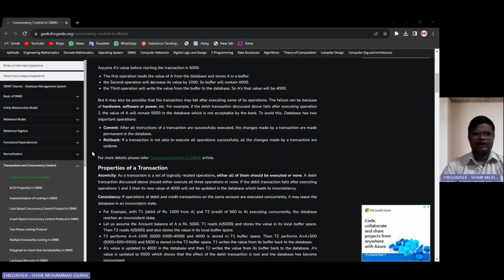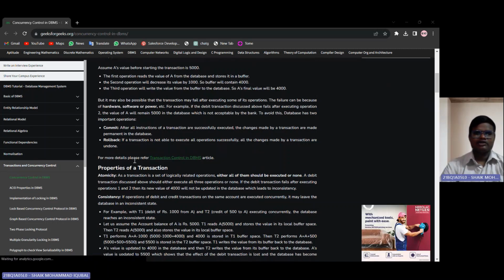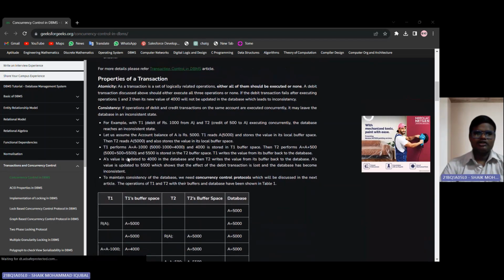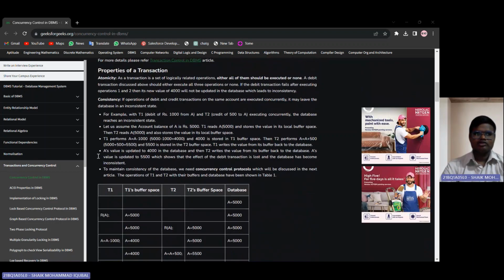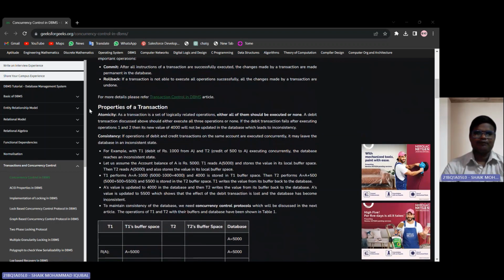Properties of transaction. There are four properties. They are known mainly as ACID properties. A means atomicity, C means consistency, D means durability, and I means isolation. So let us briefly discuss them.